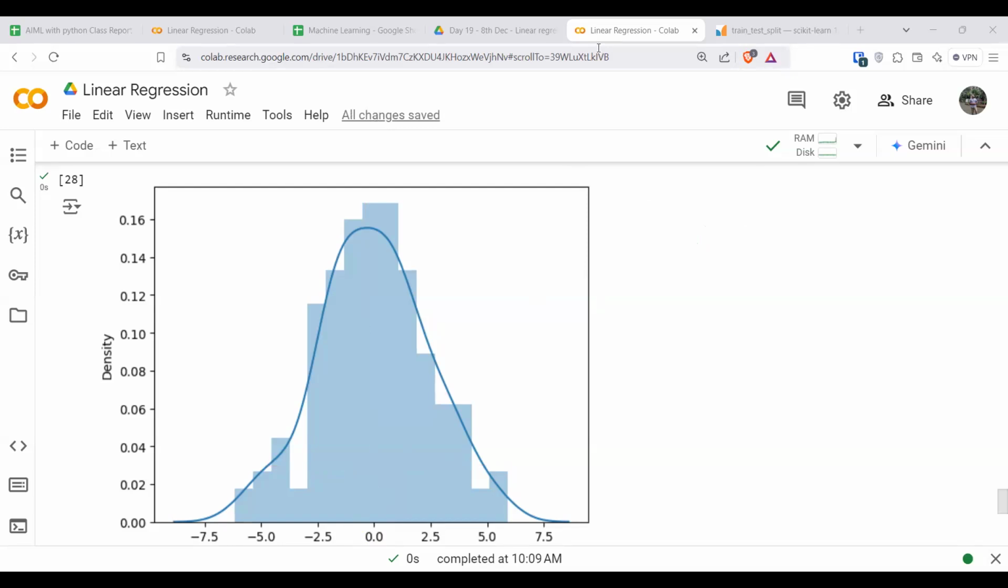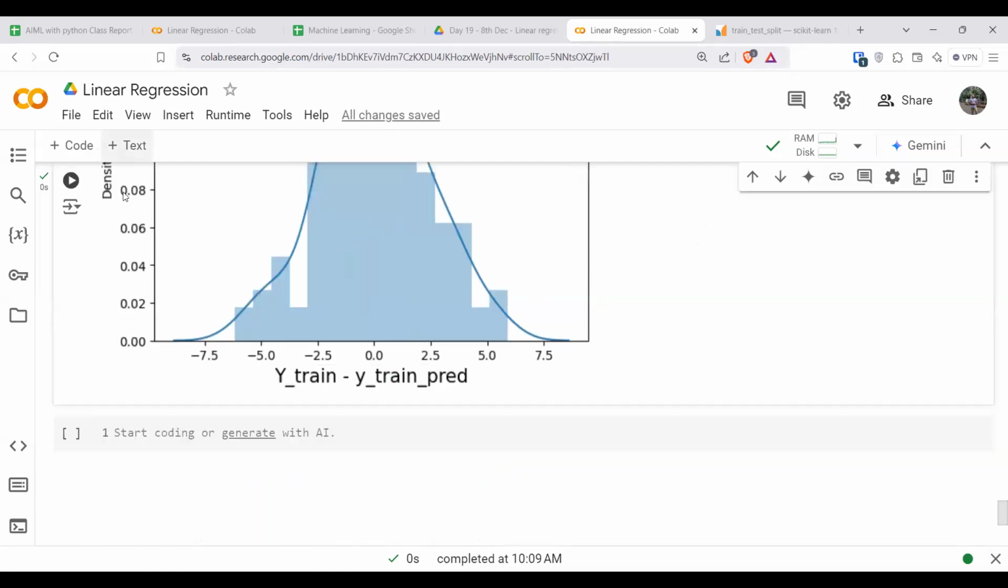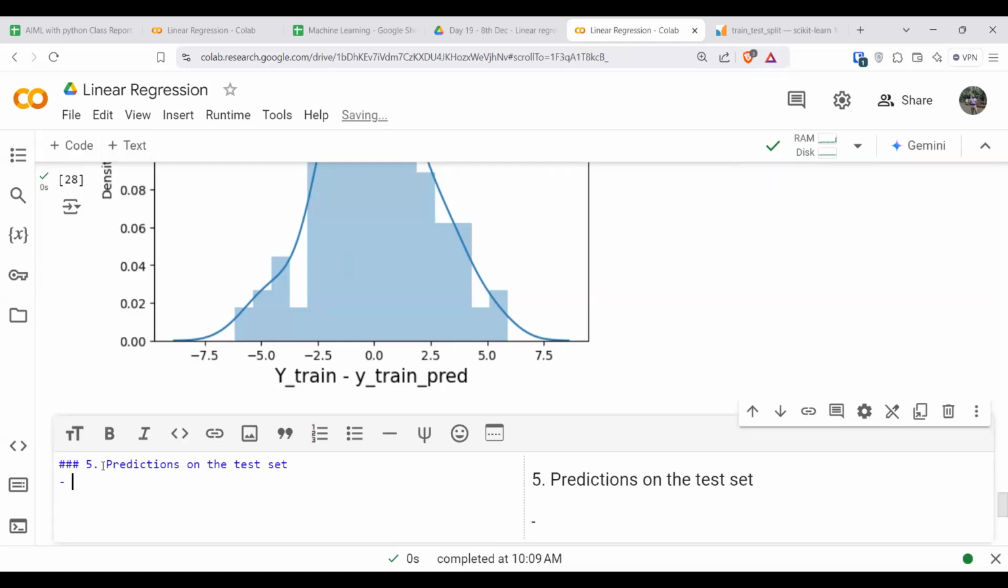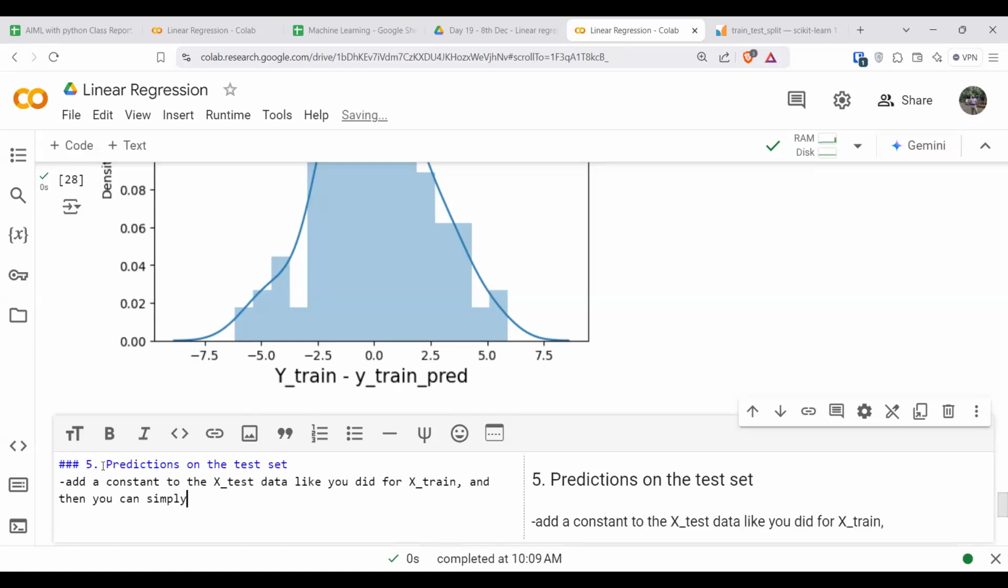And now what we'll do is we will predict the data, right? So I can put a heading as fifth point, predictions on the test set. Now that you have fitted a regression line on your train data set, it's time to make some predictions on the test data. For this, you first need to add a constant to the X test as well, because as you have seen, your ordinary least squares method in statsmodels does not take care of the constant, right? So you need to add a constant to the X_test data, like you did for X_train.